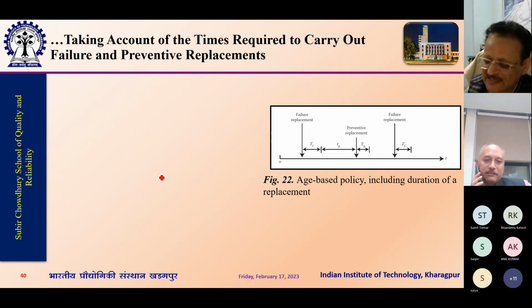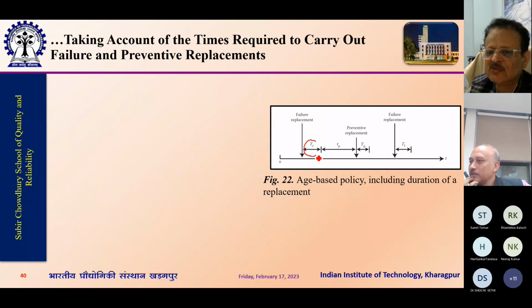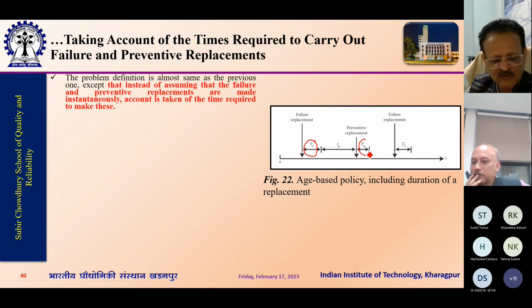So coming to a slight change in the previous model, in the earlier case, we were doing failure replacement. Now we have assumed that this time is almost negligible, so we are not considering this. Likewise, whenever the item ages to TP, where we do the preventive replacement, we have assumed this time is negligible. Hence the previous model. But suppose somebody wants to include this time also. The model changes, everything remains the same.